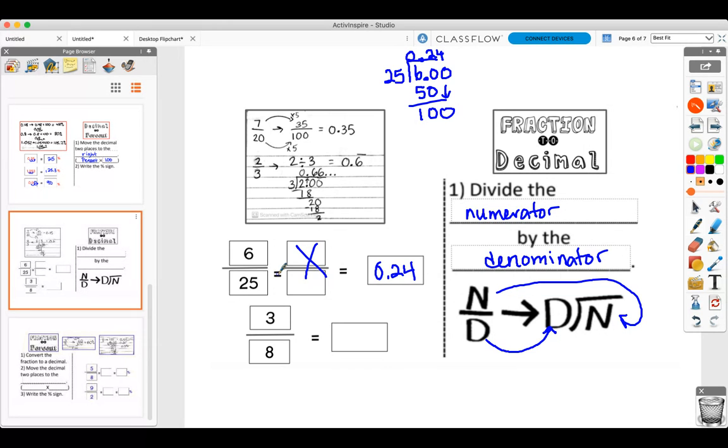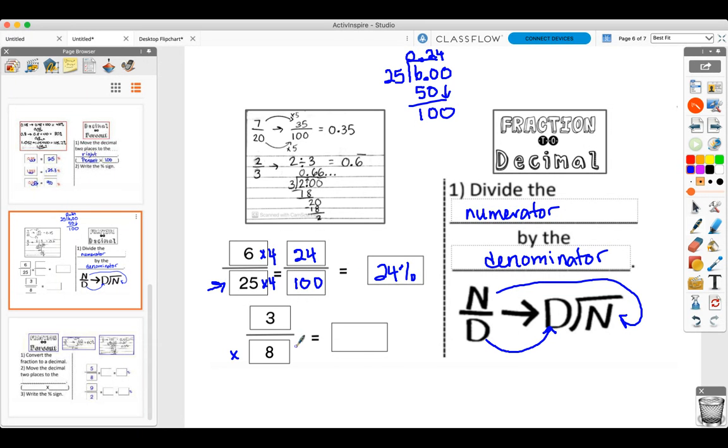Another way to do this. I'll show you the other way now. You can actually rewrite your fraction if possible. So it works for this problem, it doesn't work for this problem. If you can rewrite your fraction where the denominator is 100, because we know percent is always going to be over 100, then do that. So 25 times 4 is 100. That means 6 times 4 is 24. And 24 divided by 100, you're moving the decimal places. We know this is going to be 24%. So again, you can do it this way, but this is a little quicker.